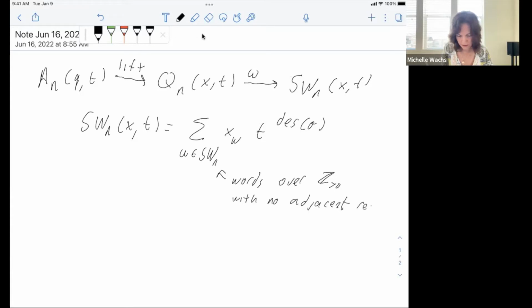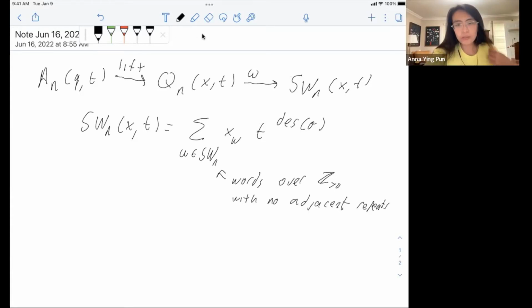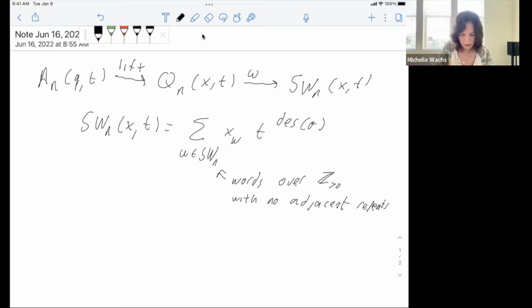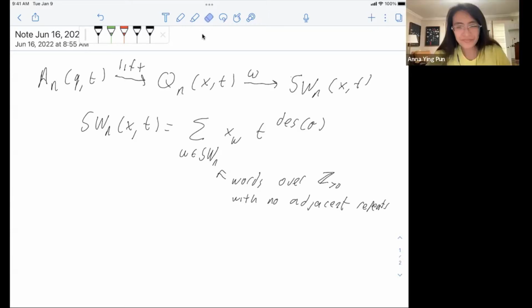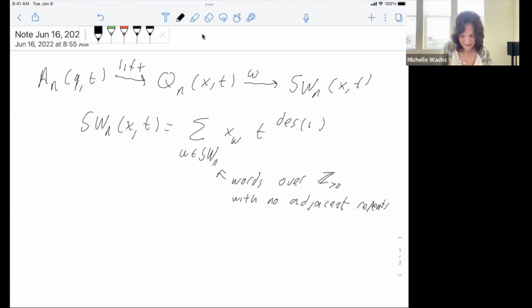Michelle, I assume the sigma and the W are actually the same thing, is it? Oh yeah, thank you. Sure. And the W is different from the omega. I don't know how to make it look different, but okay. So those are the Smirnov words.